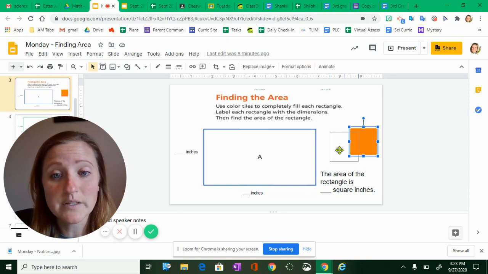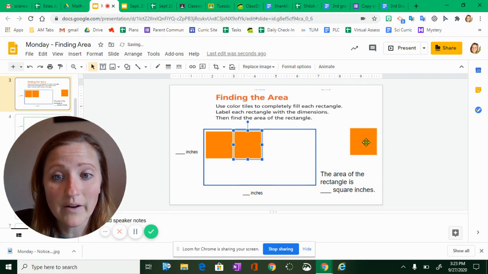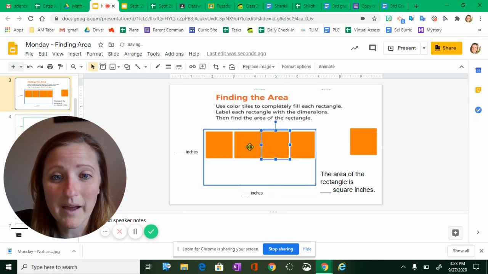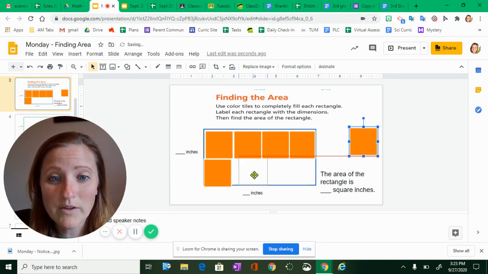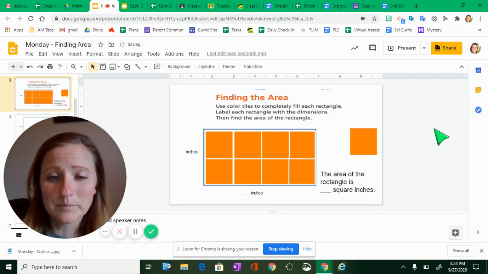So I want you to use these tiles and I want you to fill in the rectangle. And you're going to use them until you have filled in the entire rectangle. And you'll notice if it looks like they're not quite fitting, I might have to make sure they're right up against each other. Okay, so I'm going to fill in. It's not perfect, but it's almost perfect. So I have filled in this rectangle.